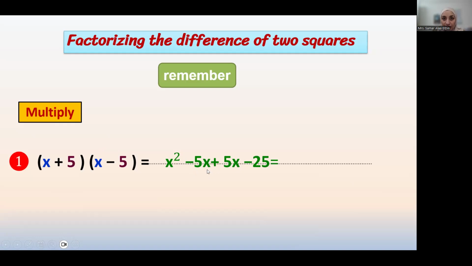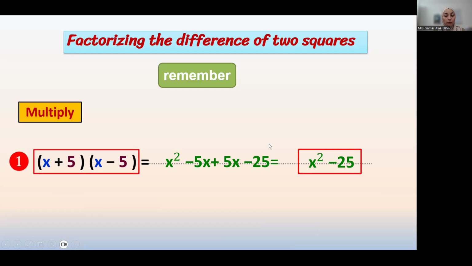These two terms are like terms. When we add negative 5 plus 5, the answer is 0. So these two terms cancel, and the result is x power 2 minus 25. So x plus 5 times x minus 5 equals x power 2 minus 25. Let's have another example.